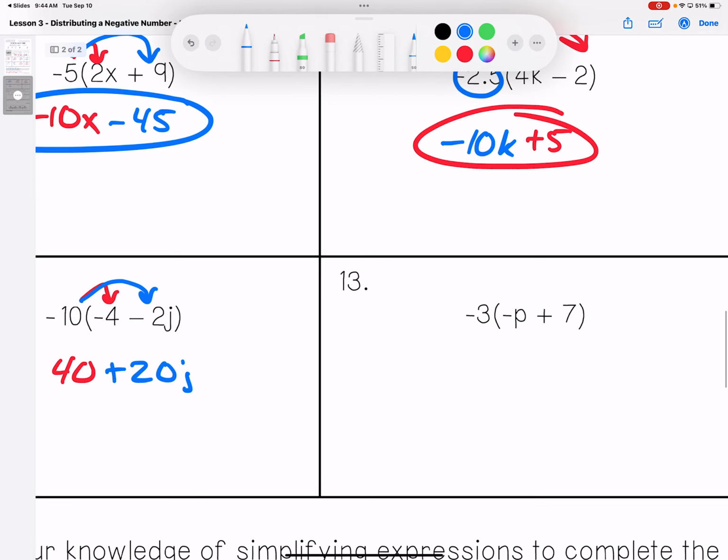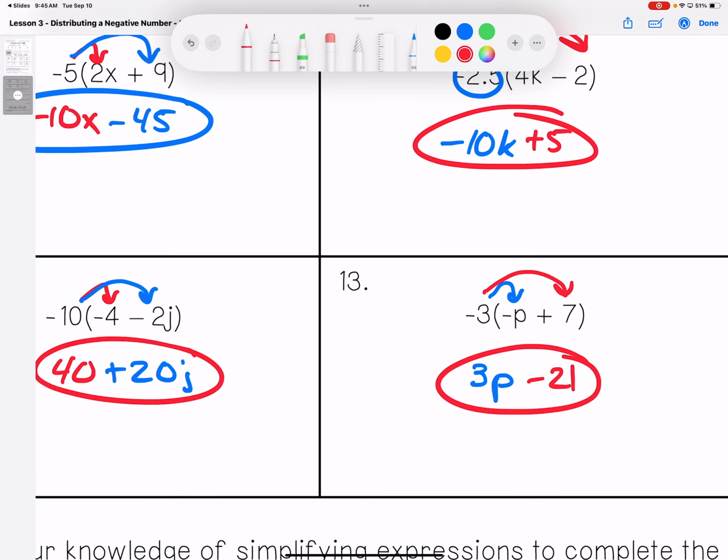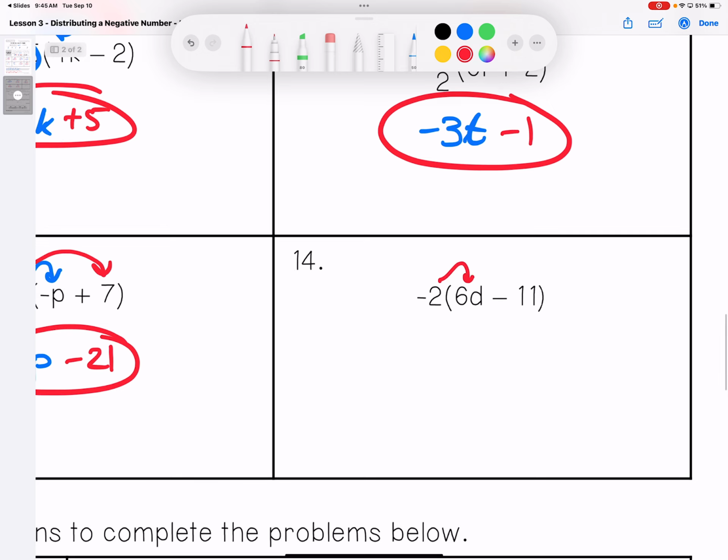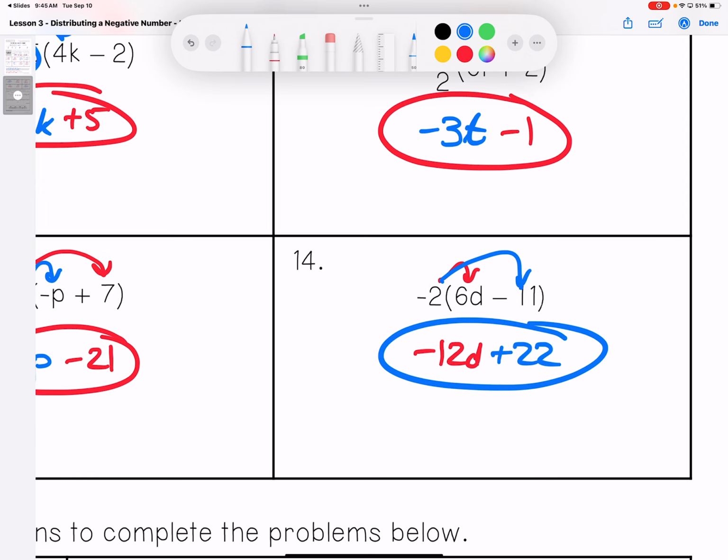All right, number 13. Negative 3 times a negative p gives you a positive 3p. Why? Because that's negative 3 times negative 1. Two negatives make a positive. Negative 3 times a positive 7 is negative 21. And the last one, negative 2 times a positive 6d is negative 12d. And then a negative 2 times a negative 11 is a positive 22. That is your answer.